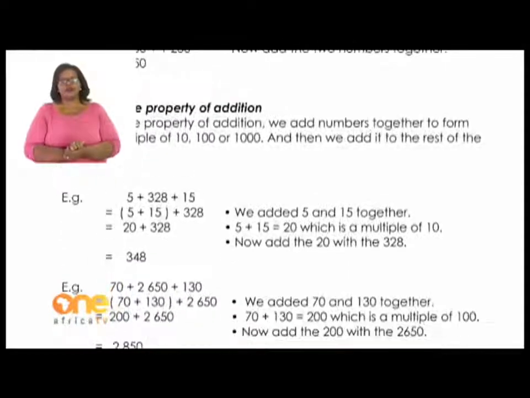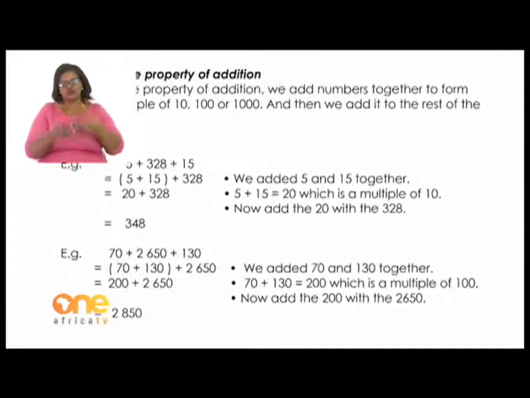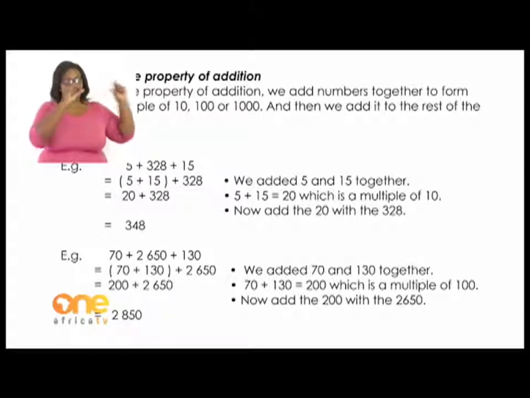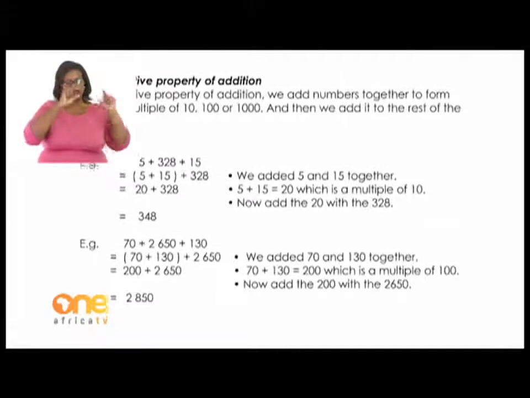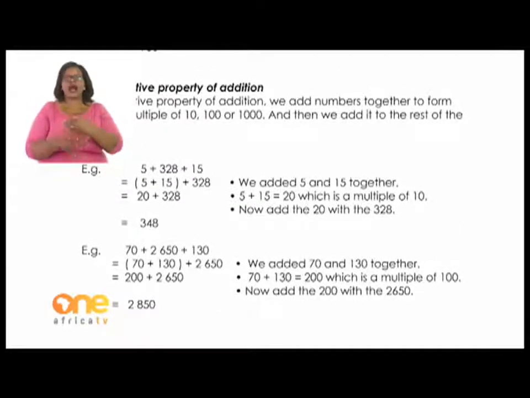Now let's go over to the third way of addition, associative property of addition. Now let's read, what should we do in associative property of addition? In associative property of addition, we add numbers together to form either a multiple of 10, 100, or 1,000. And then we add it to the rest of the numbers. Let's read again. In associative property of addition, we add numbers together to form either a multiple of 10, 100, or 1,000, and then we add it to the rest of the numbers.